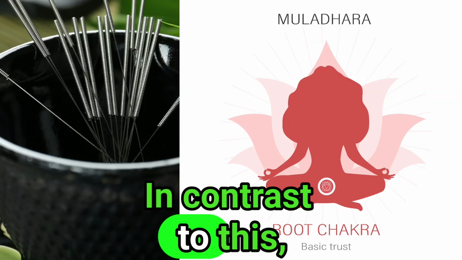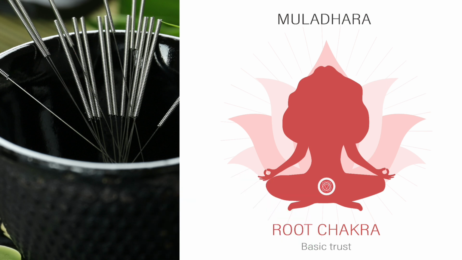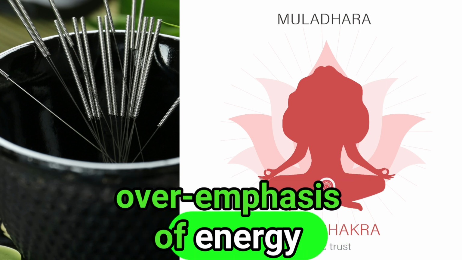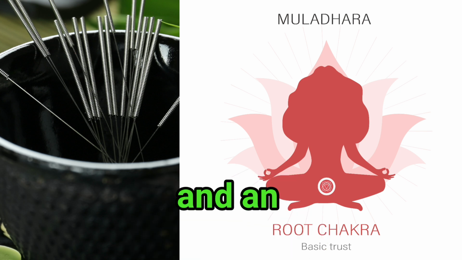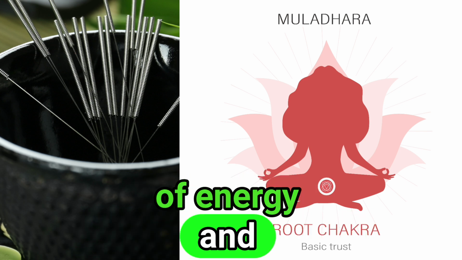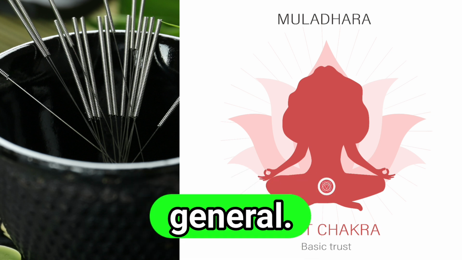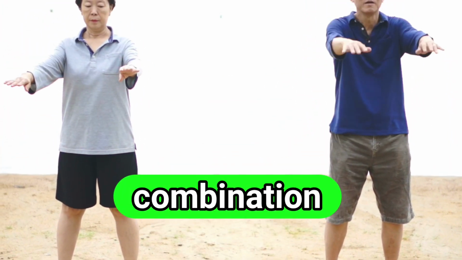In contrast to this, the lower centers, especially those of the spleen and dantian, can become deficient or obstructed. This results in an overemphasis of energy and attention in the head and chest and an underemphasis of energy and attention in the lower body and the physical body in general. It is important to give point combination according to polarity of energy.